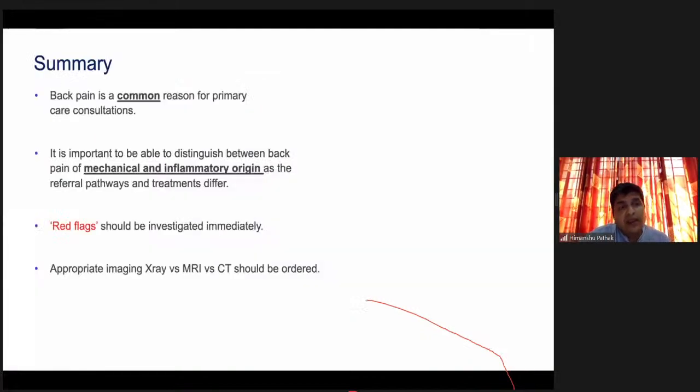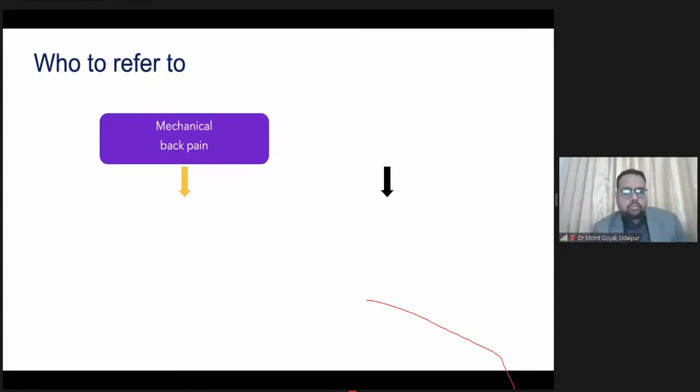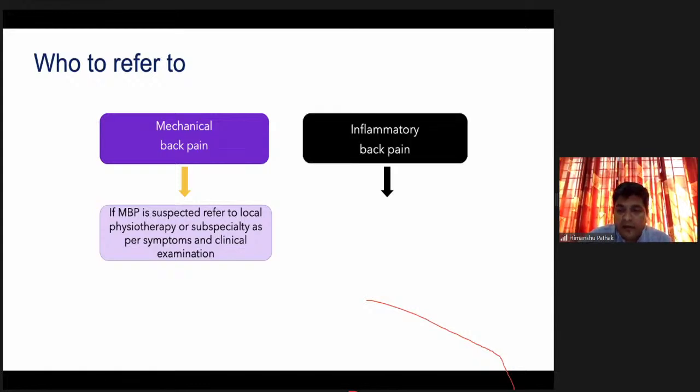So in summary, back pain is a very common problem in primary care consultation. It is very important to distinguish between mechanical back and inflammatory back. Red flags should be investigated immediately, and appropriate imaging like X-rays, MRI and CT should be ordered. This is my last slide: when to refer, and who to refer. Mechanical back pain, you should refer to a physiotherapist and a subspecialty as per the clinical symptoms. But if it is inflammatory back pain, you should refer the patient to rheumatology. Thank you.